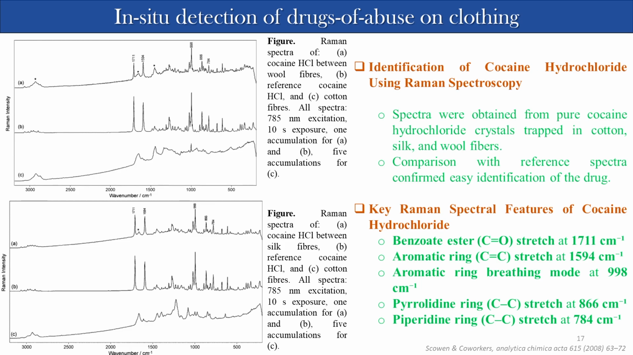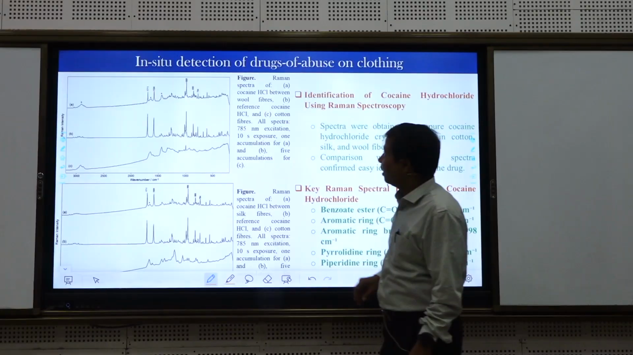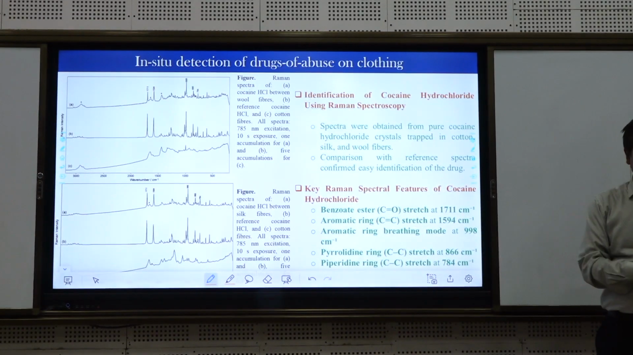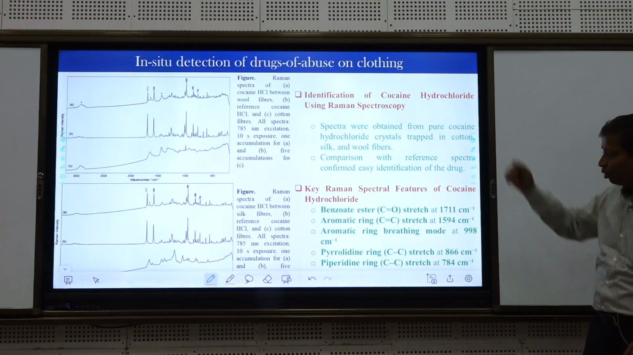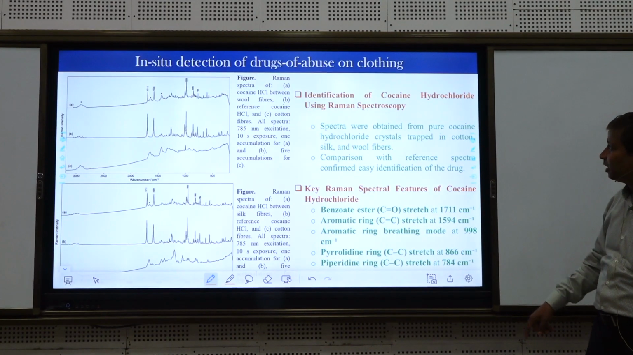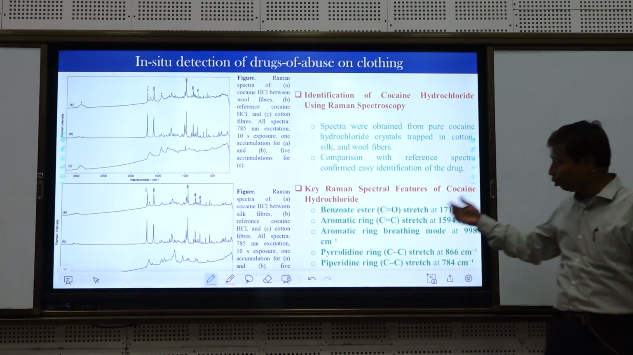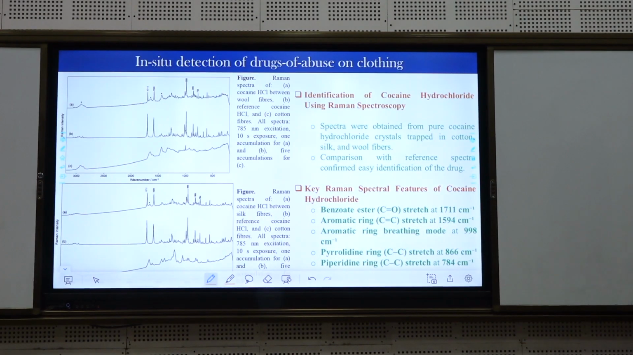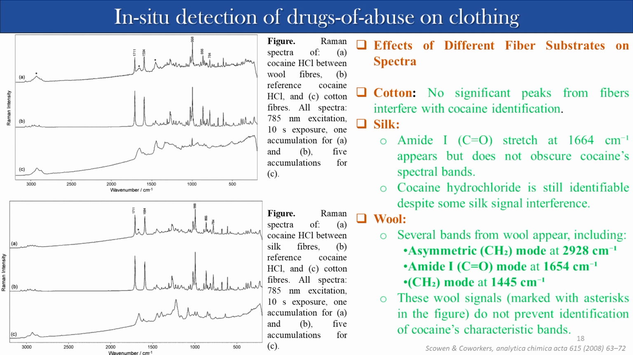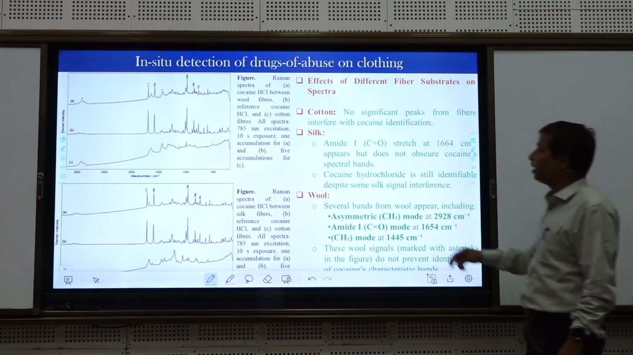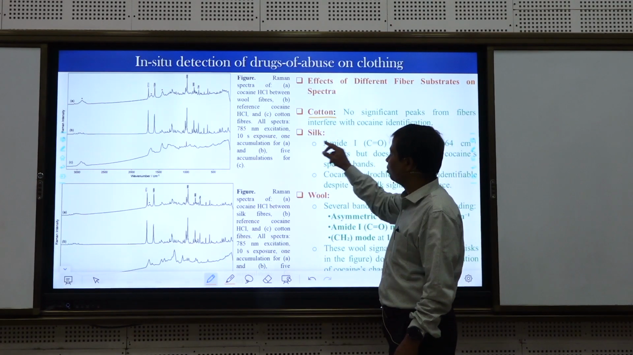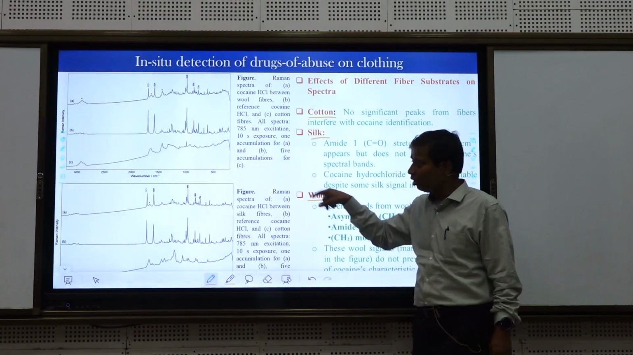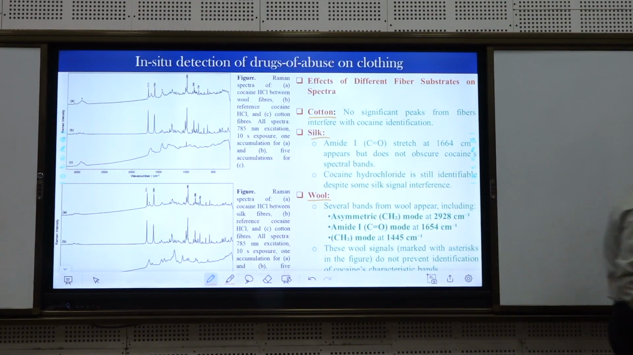Now if the drug is there on the cloth, that also can be found. There are reports on that. Through clothing also they could find out the signature of the drug molecule. And they can detect even if it is sprayed on cotton, silk, wool. So all this they have studied independently.